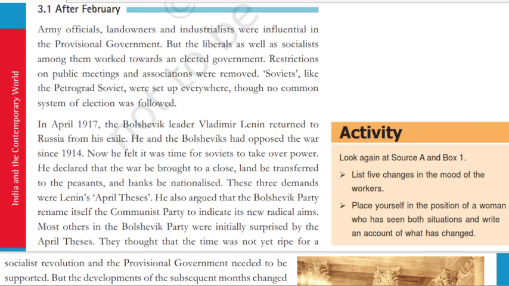3.1 After February. Army officials, landowners and industrialists were influential in the provisional government. But the liberals as well as socialists among them worked towards an elected government. Restrictions on public meetings and associations were removed. Soviets, like the Petrograd Soviet, were set up everywhere, though no common system of election was followed.